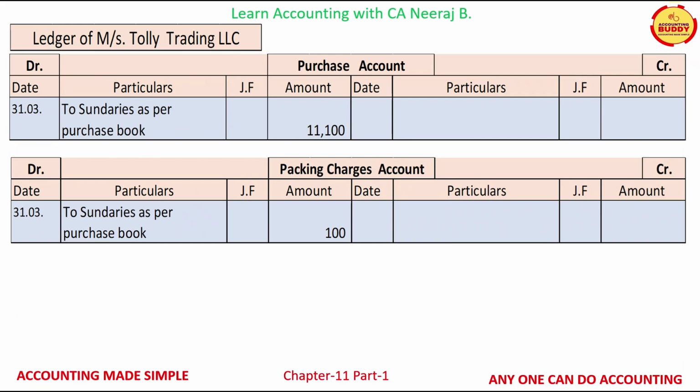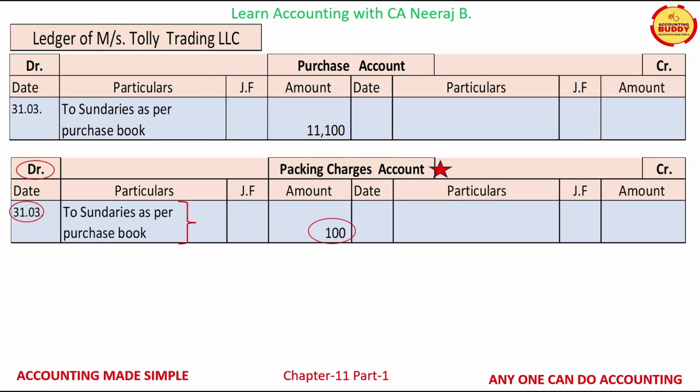Next ledger account in which we need to do the posting is that of packing charges. The amount paid as packing charges to one of the suppliers will be posted in the packing charges account. The entry will be posted on 31st March 25 on the debit side of the packing charges account by writing the words "to sundries as per purchase book" in the particulars column for $100.